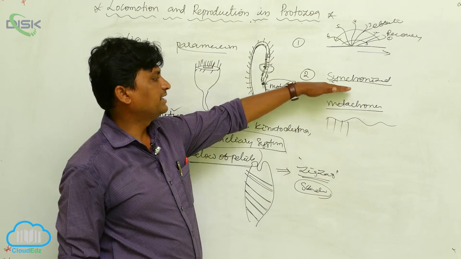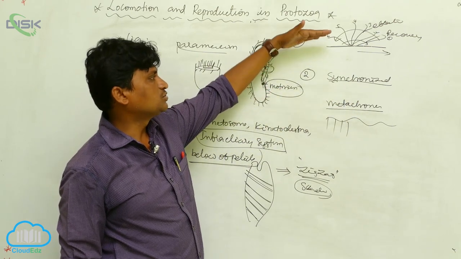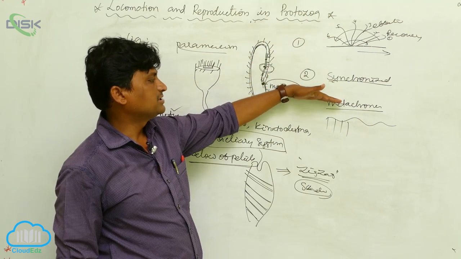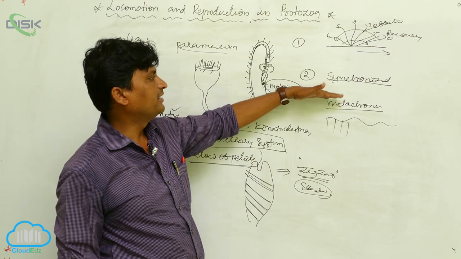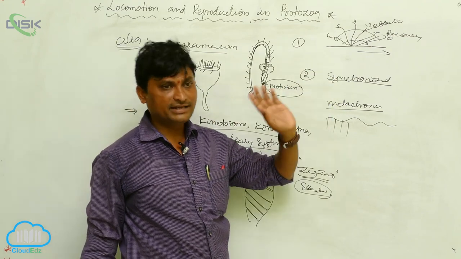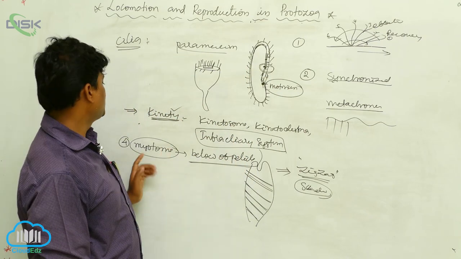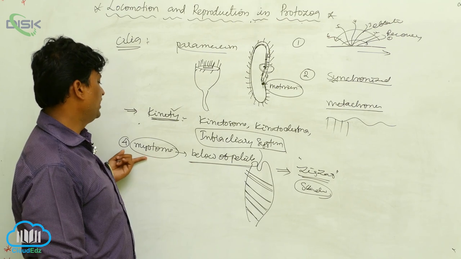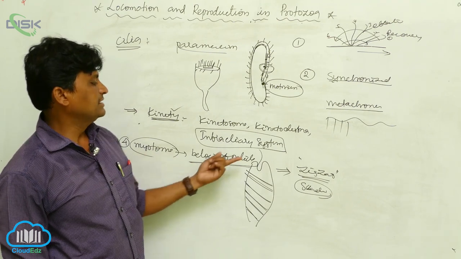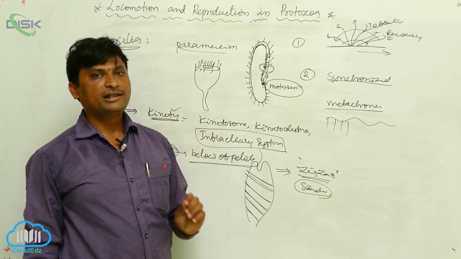So synchronized and metachronous movements are the two. First is the effective stroke and recovery stroke, then synchronized and metachronous movements performed by the cilia. The cilia's movement is much faster compared to flagellar movement and amoeboid movement. And the last one is myotomes and myonemes, the muscle fiber structures we consider as myonemes. They also show movement in non-locomotory organelle protozoans.